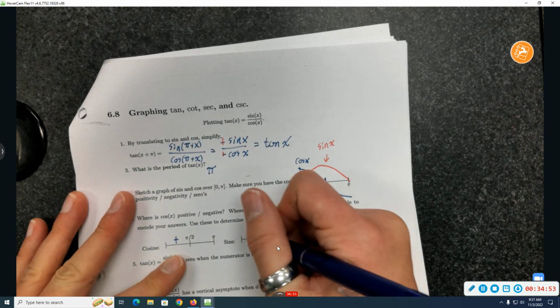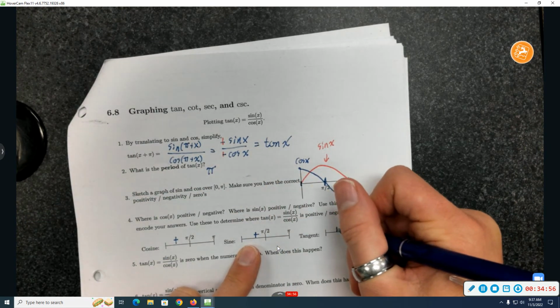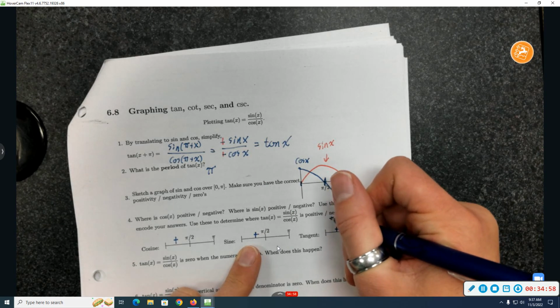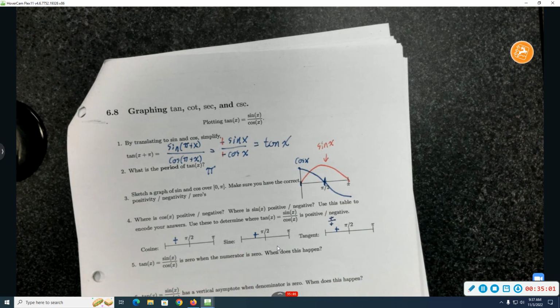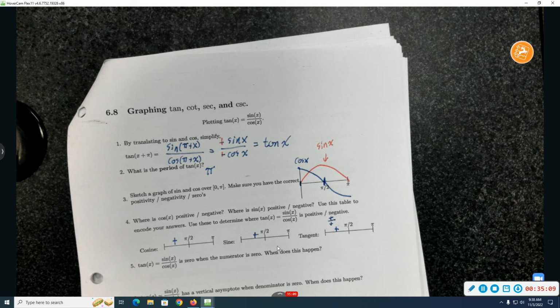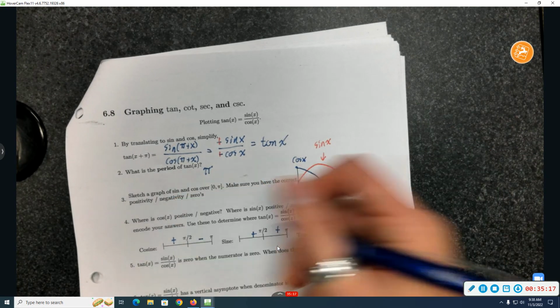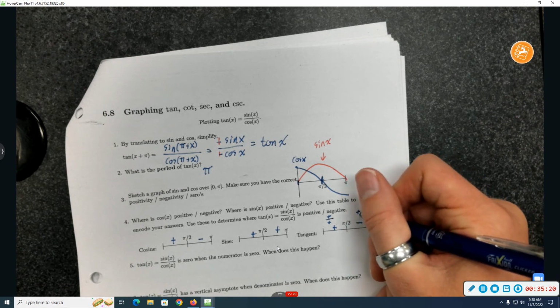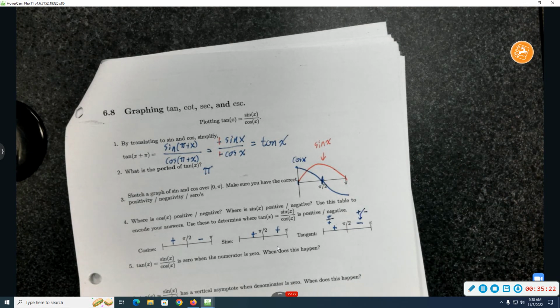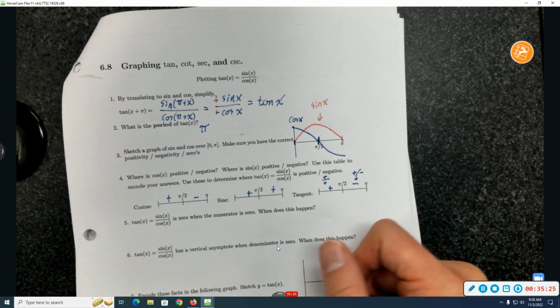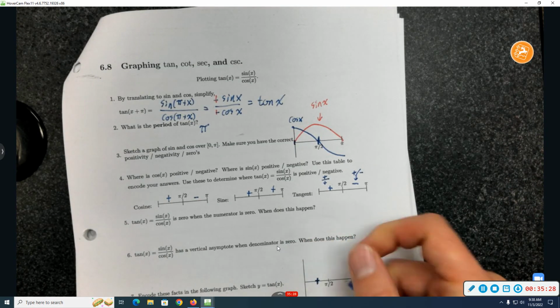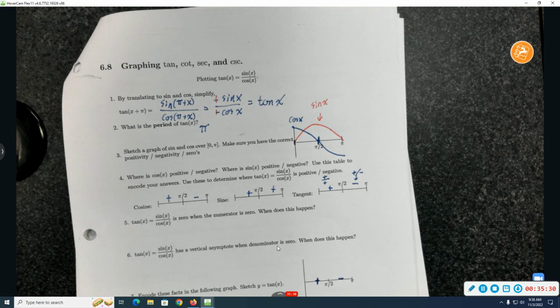So tangent from 0 to pi over 2 is positive. Sine from 0 to pi over 2 is positive. So tangent, because that'll be sine divided by cosine. Positive divided by positive is positive. How about from pi over 2 to pi? Yeah, where in this case by you mean tangent. Because it will be sine is positive divided by cosine is negative. Positive divided by negative is negative. All right, so let's think about that. The graph is going to wind up being down here. It'll go from positive before pi over 2 to negative after pi over 2.